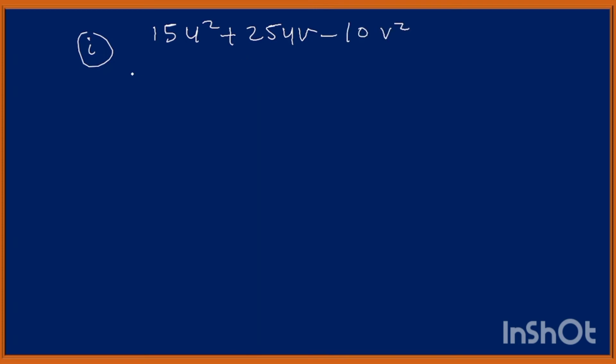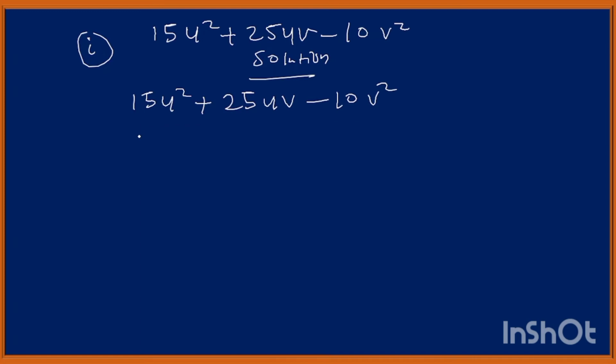So let's solve this. So we have this term. It's actually nice and beautiful. So this is 15u square plus 25uv minus 10v square. So the first thing I want to do, the coefficients are too much, I want to reduce this to its lowest term. So I'm going to factor out what is common. I'm going to factor out 5.